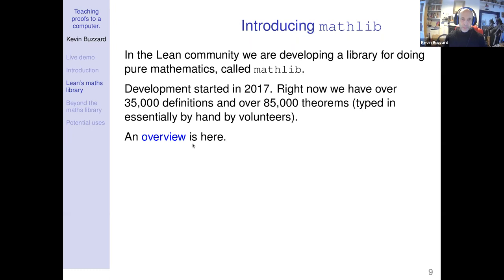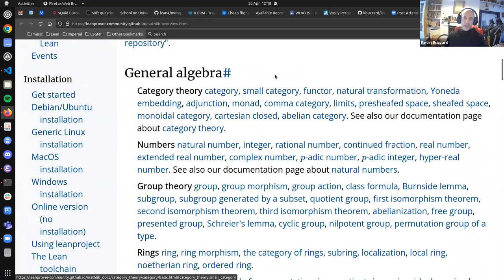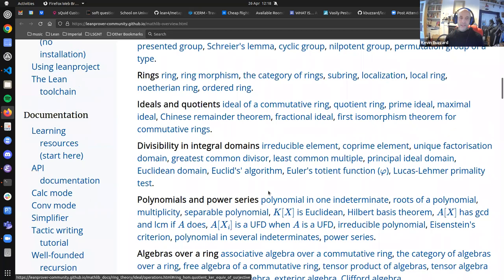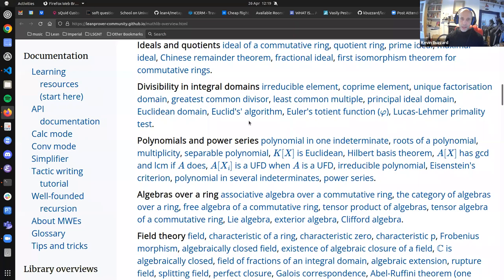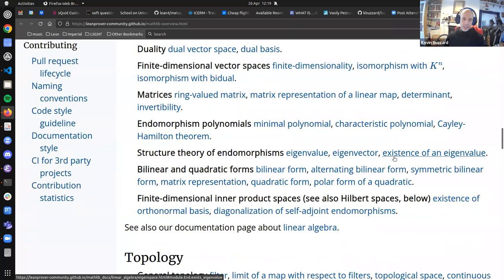So let me show you an overview of the library. If I click on this, I should go to, here we are. We have some nice web pages, and you can see what's in here. We have algebra, a bunch of category theory, a bunch of undergraduate level group theory, Sylow's theorems, nilpotent groups, permutation groups, ring theory. There's a whole bunch of the stuff you see in an undergraduate degree, basic facts about polynomials and power series. There's field theory, Galois theory, and homological algebra is slowly being developed. We have Ext and Tor now, so we can start proving things about modules. We have things like flat modules and projective modules.